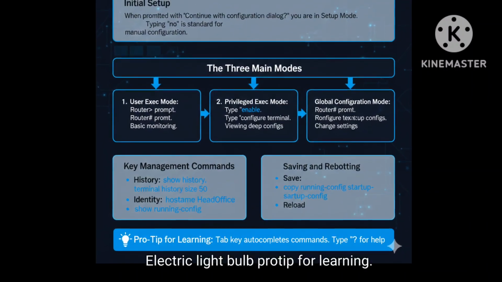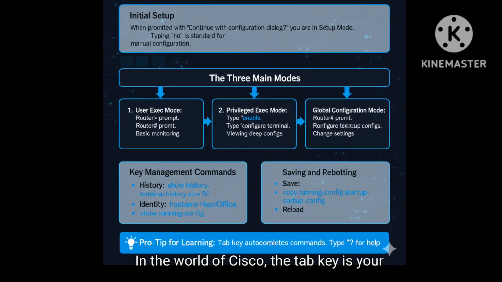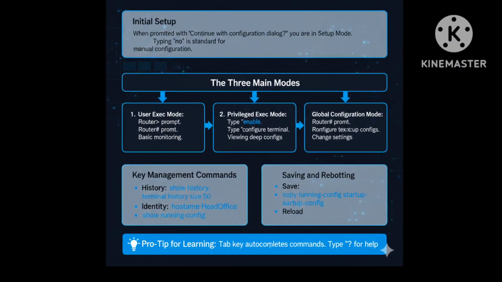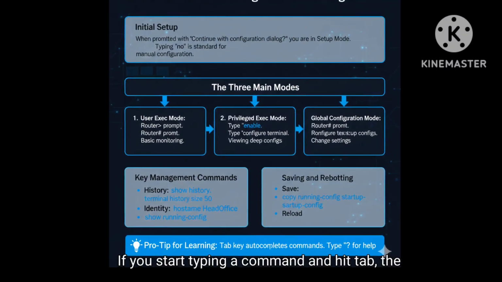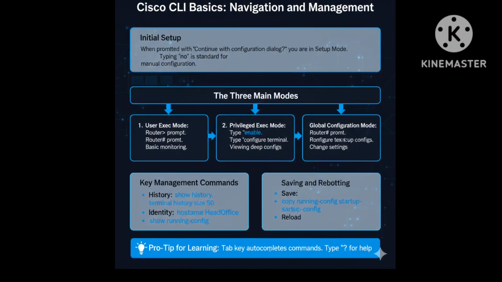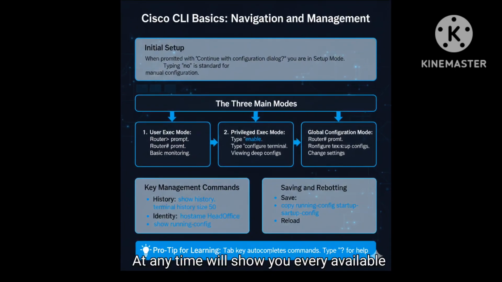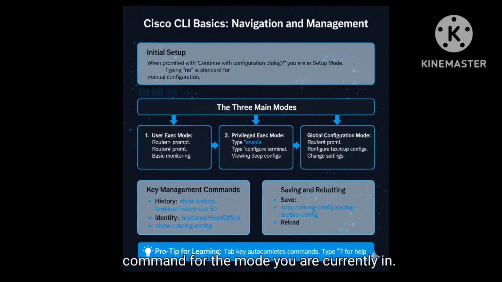Pro tip for learning. In the world of Cisco, the tab key is your best friend. If you start typing a command and hit tab, the CLI will autocomplete it for you. Also, typing a question mark at any time will show you every available command for the mode you are currently in.